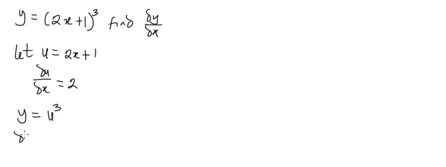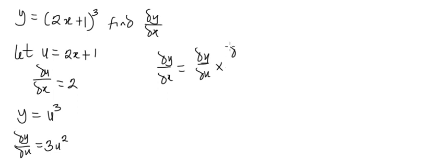So we find dy/du in this case. You can see y and u, here it was u and x, so we find dy/du. The power comes to the front, that is 3u, then we take away 1 from the power, that becomes 3u squared. So the next is to find dy/dx. In finding dy/dx, we can say dy/dx equals dy/du multiplied by du/dx. This is called chain rule.